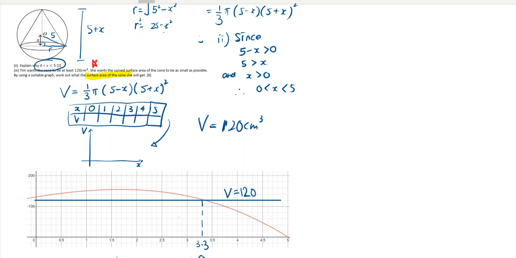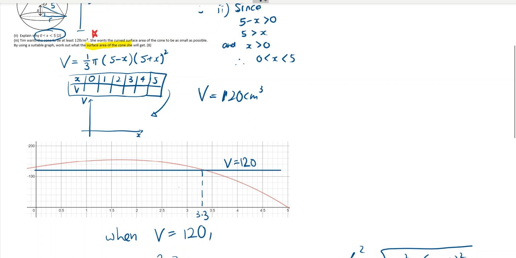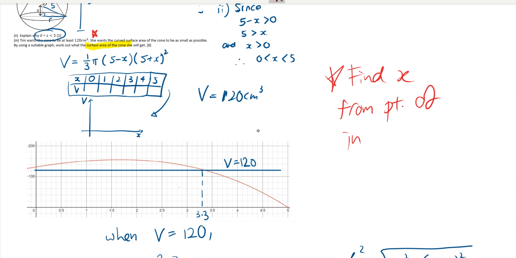Always use the inequality to put in the input values, and then plot the graph, and draw the line whereby they want the volume to be. Find the value of x using the graph. So the important point of this question is you must find the x from the point of intersection. Once you get your x, you can just put it in to do the other parts of the question.